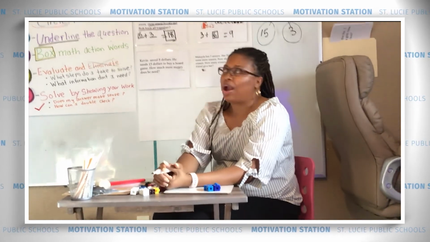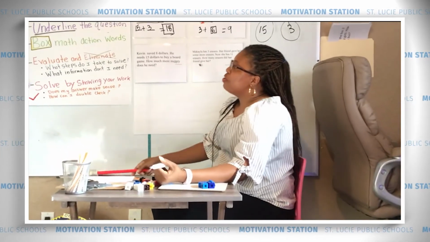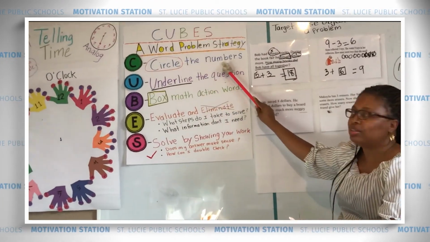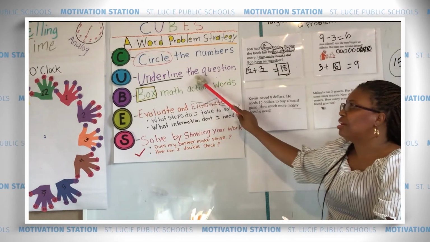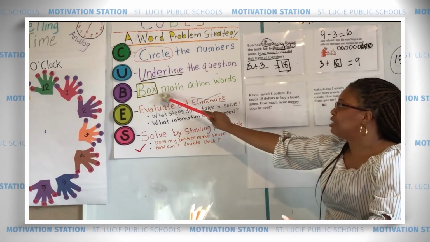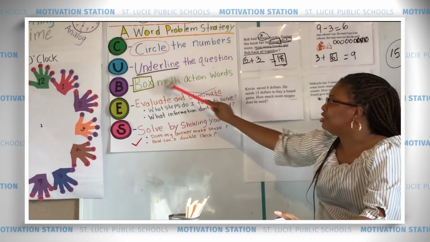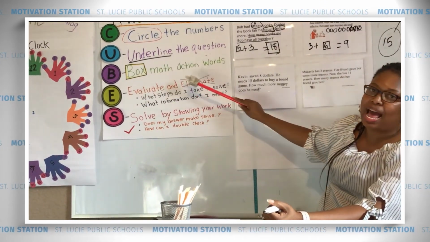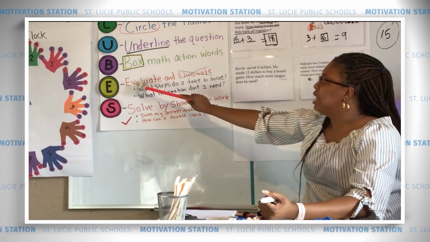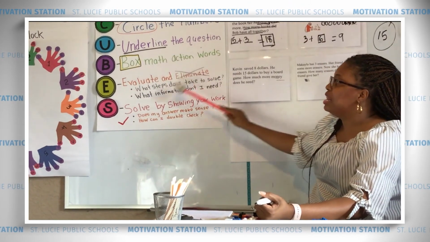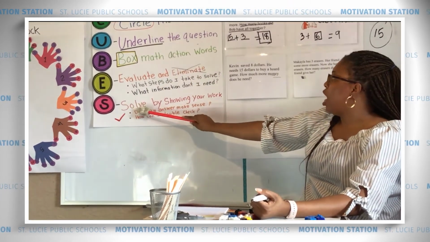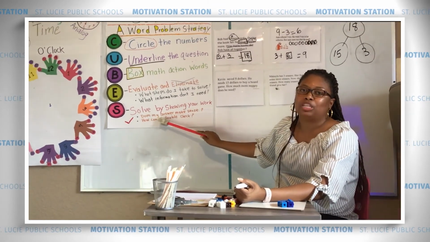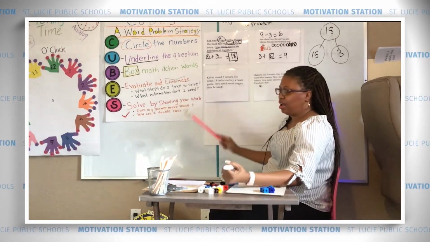Remember, when you have a word problem, you need to go ahead, say with me, circle the numbers, underline the question, box your action words. Are you saying box your action words? Then the next thing you're going to do is eliminate and evaluate. Let me hear you. Eliminate and evaluate, and then you are going to solve by showing your work.